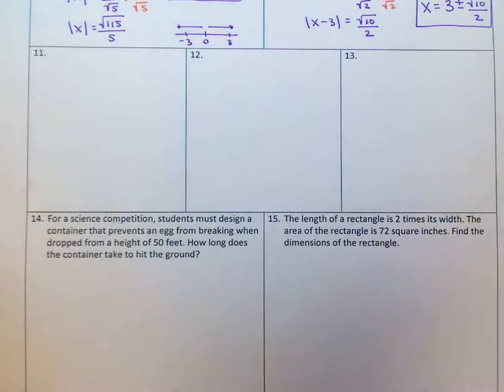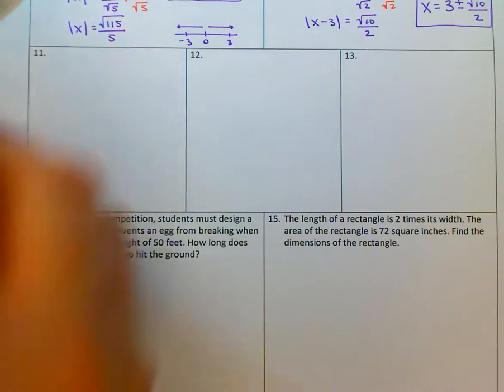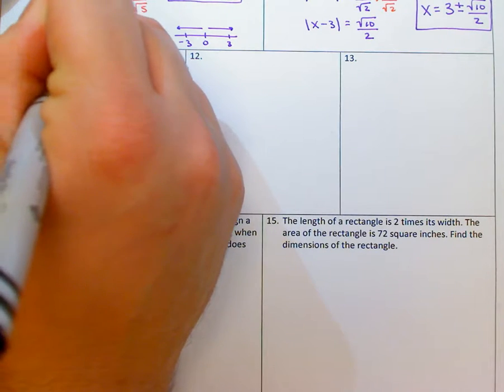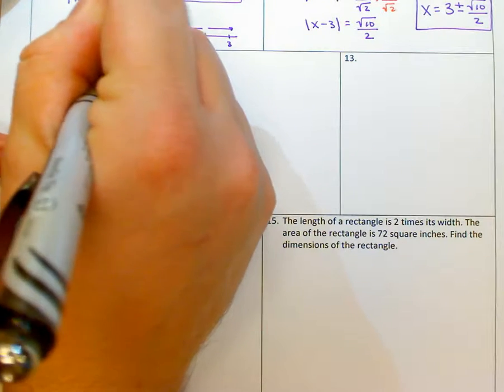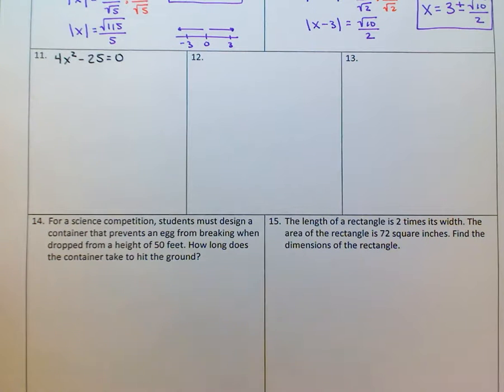Alright, so number 11. I would like for you to try number 11. Number 11 is going to be 4x squared minus 25 equals 0. So pause the video, and when you're done, go ahead and turn the video back on to check.